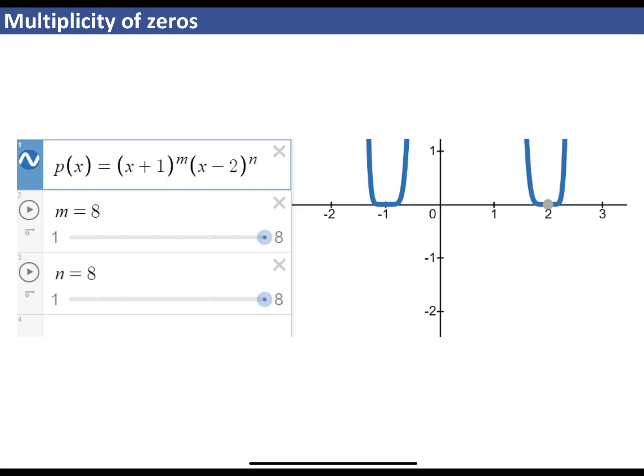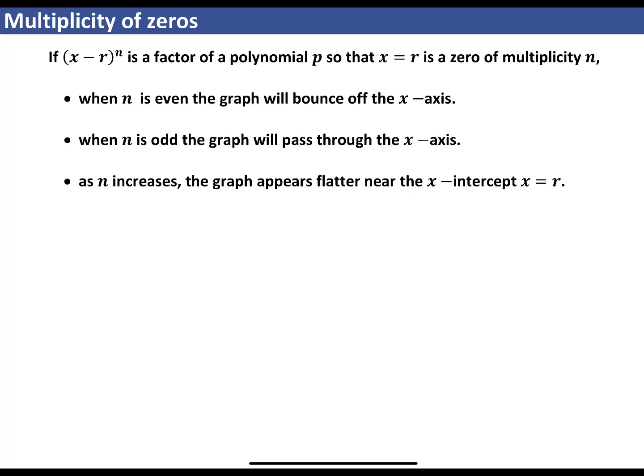In summary, if (x minus r) raised to the nth power is a factor of a polynomial p so that x equals r is a zero of multiplicity n, then when n is even, the graph will bounce off the x-axis. When n is odd, the graph will pass through the x-axis, and as n increases, the graph appears flatter near the x-intercept, x equals r.